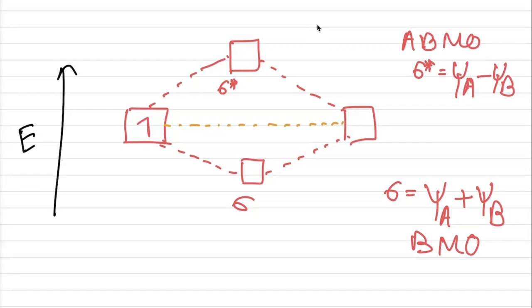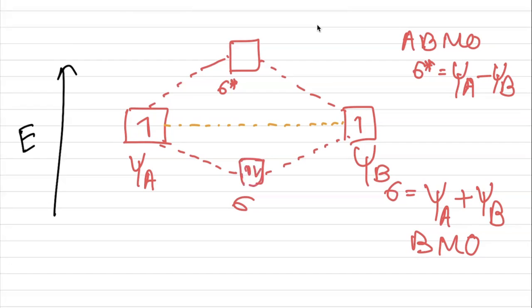Suppose this is the wave function for atomic orbital psi A. This is the wave function for atomic orbital psi B. In case of bonding, addition will take place. In case of anti-bonding, subtraction will take place. Clear?